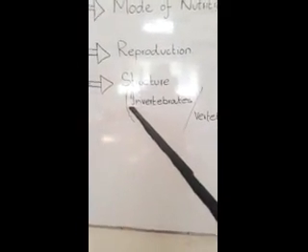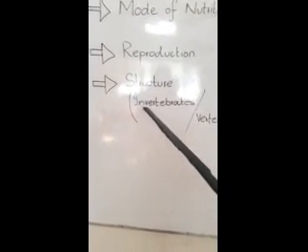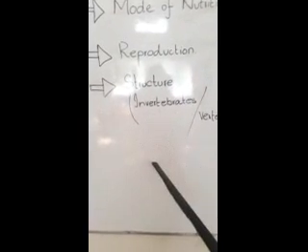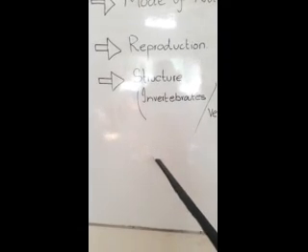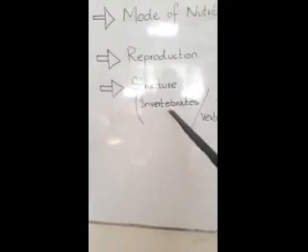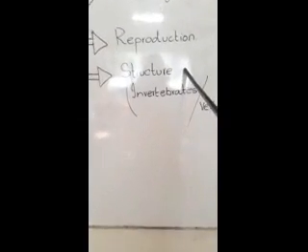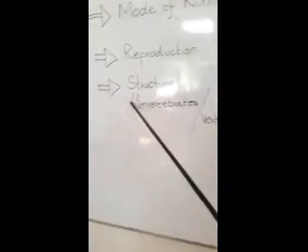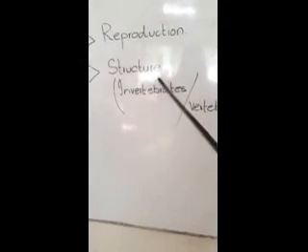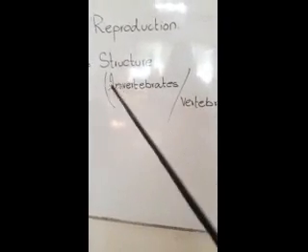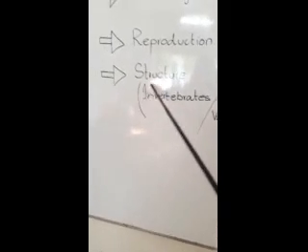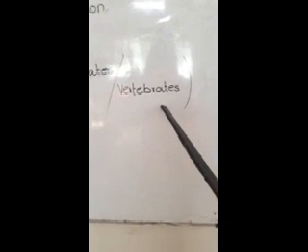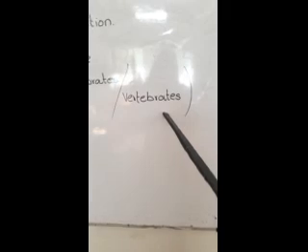What is the meaning of this word? In means no. Vertebrate is derived from the word vertebrae, which means the backbone. So on the basis of structure, animals are classified into two groups, invertebrates and vertebrates. In means no, and vertebrae means backbone, so no backbone. The animals which have no backbone are considered invertebrate animals, and the animals which have a backbone in their body are called vertebrates.